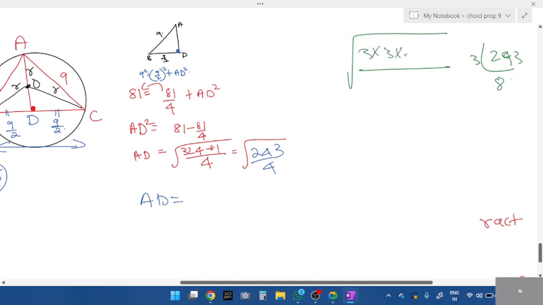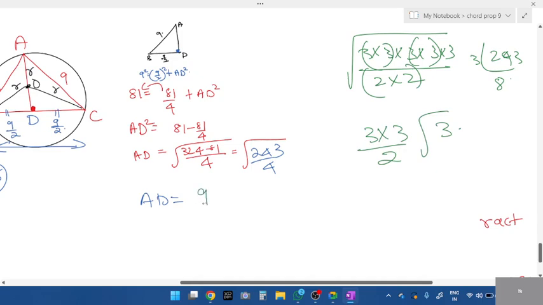3 into 3 into 3, divided by 4. What do we get? 2 into 2. How many numbers can we take out? 3 into 3 divided by 2 root 3. 9 by 2 root 3. Is this clear? All of you understood? 9 by 2 is 4.5 root 3, students. 4.5 root 3 or just 9 by 2 root 3. First step.